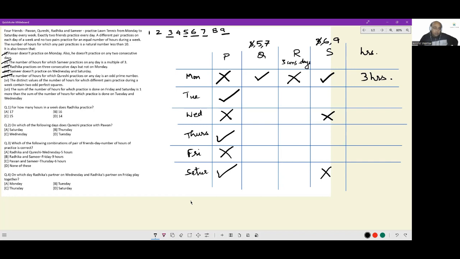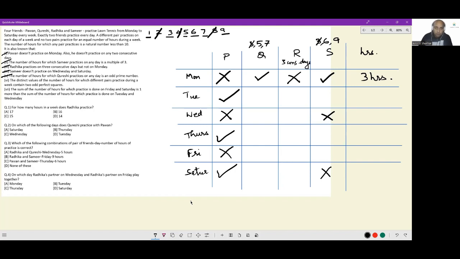The distinct values of number of hours for which different pairs practice during a week contain 2 odd perfect squares. Now, 2 odd perfect squares within the first 9 natural numbers are 1 and 9, which means 1 is also utilized. If 1 is also utilized, I can now confidently say no pair practices for 2 hours, 4 hours, or 8 hours.